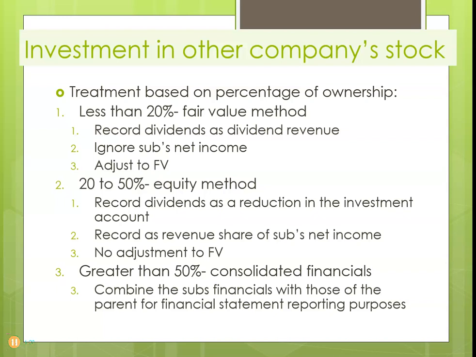Now, what happens if we own more than 50%? Well, we have to do consolidated financials, which means we have to combine the sub's financials with those of the parent's for financial statement reporting purposes. And if you were to look at any major company, you will notice at the top of their financials, they will say consolidated financials. And what that means is they own stock of other companies, and it's more than 50%. In a lot of cases, it's 100%. Now, the subsidiary doesn't do anything different. It's only the person that buys the stock.